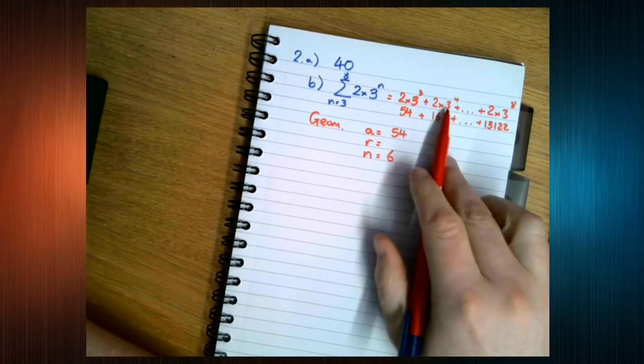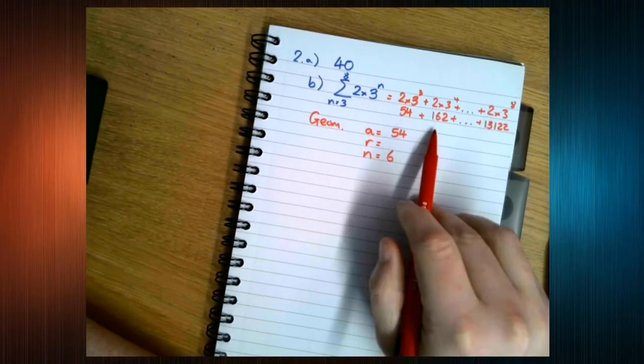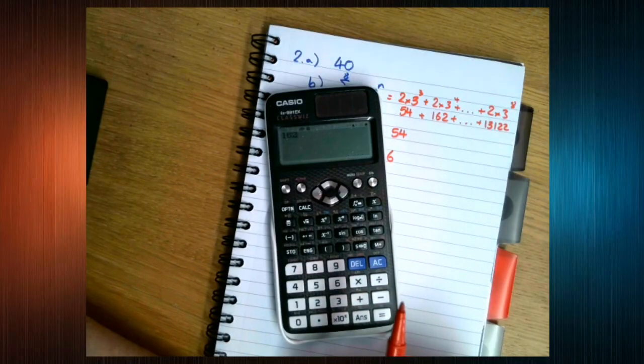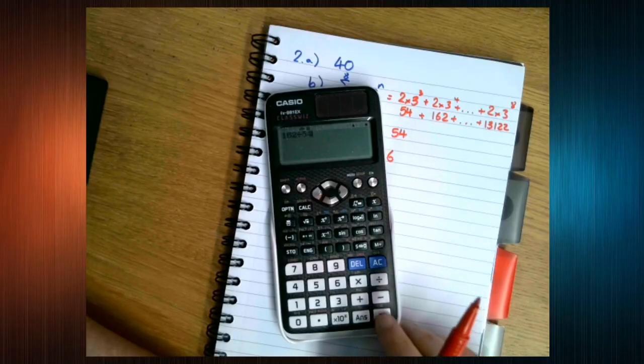Now the common ratio, hopefully you can all notice that it's 3. But if you can't, let's double check. Remember, the common ratio is the second term, 162, divided by the first term, 54. And we get 3.